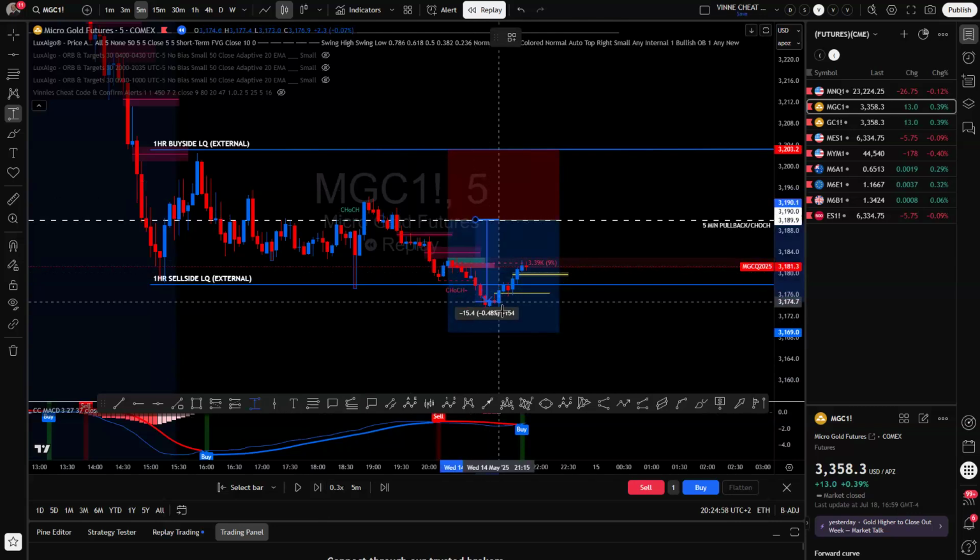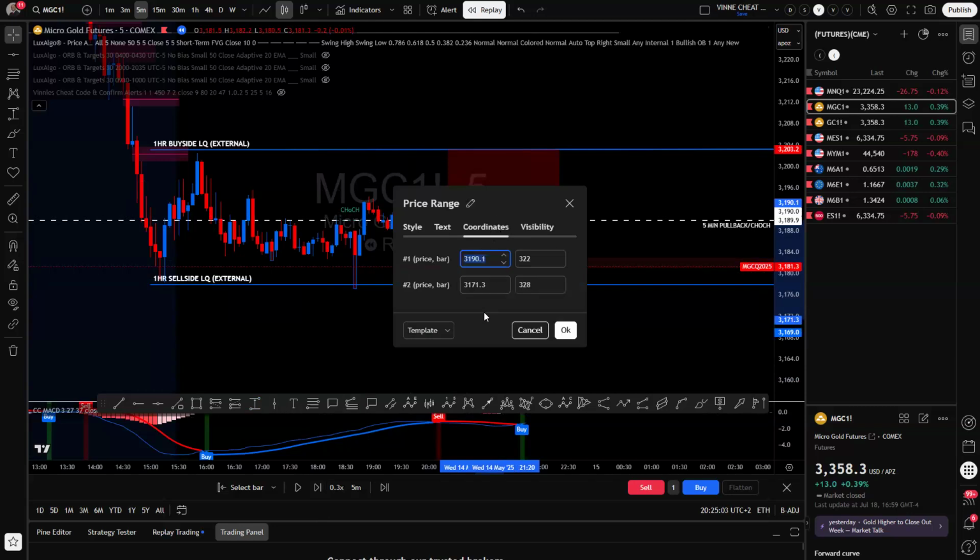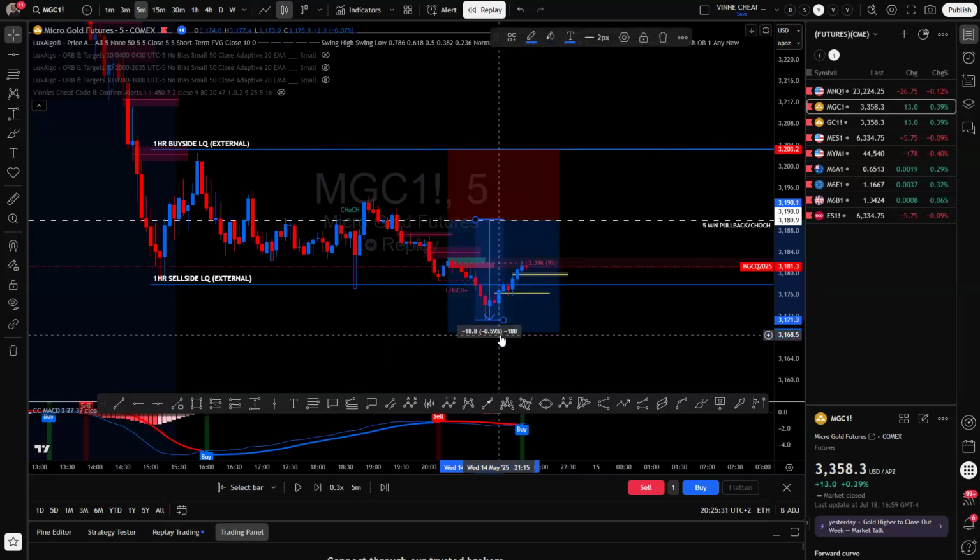So we went in about here and went all the way down here. That is about 19 points. Let me do the math real quick just to be sure. 19 points times 5 micros, that would have been $950. Not bad. That would have been good.